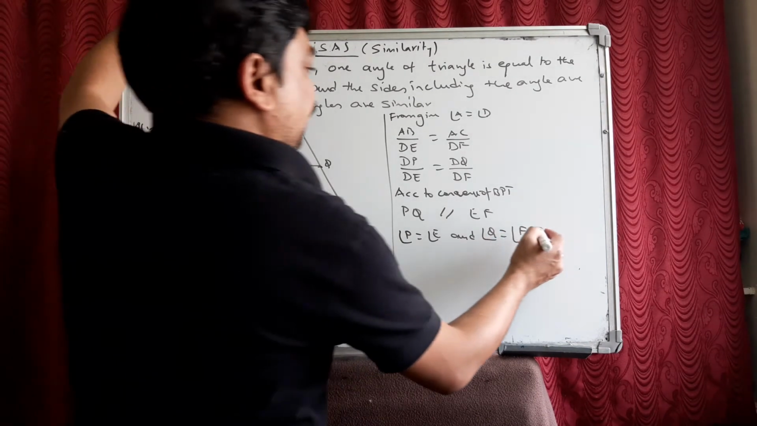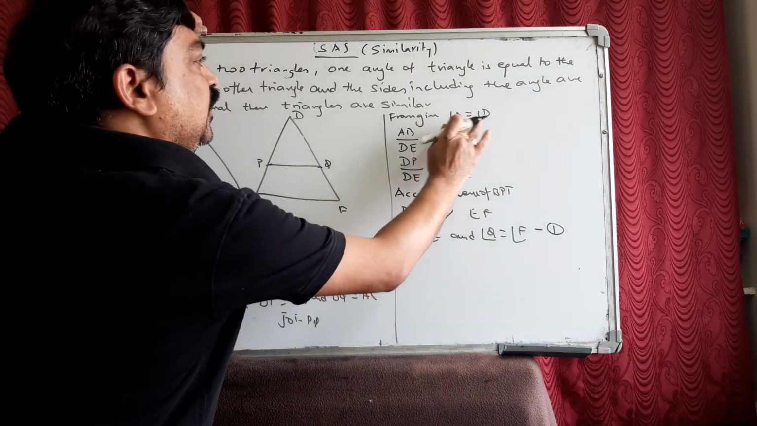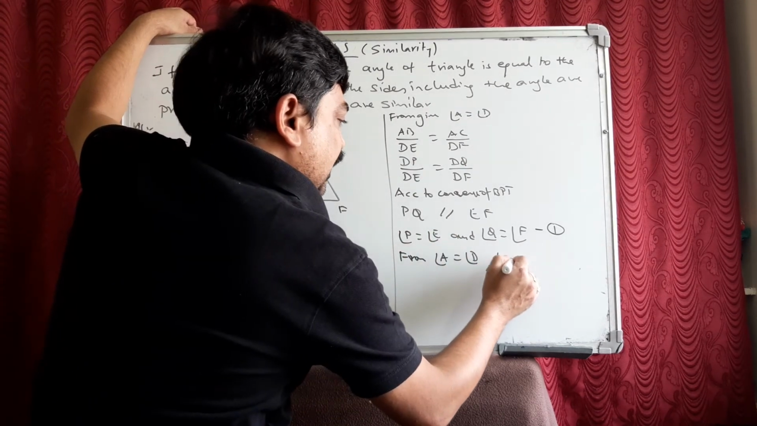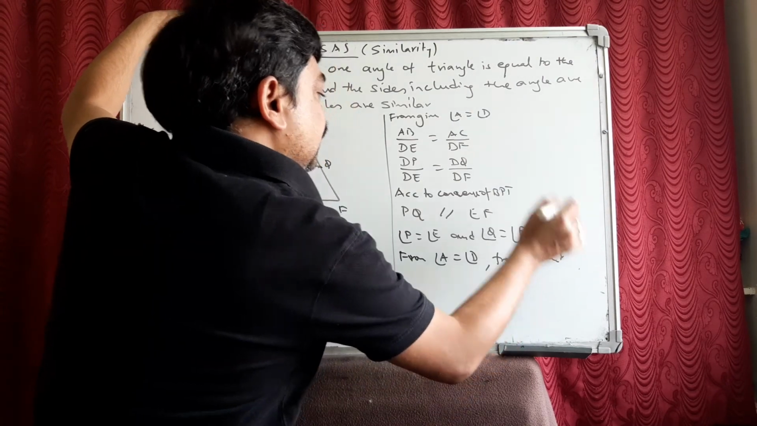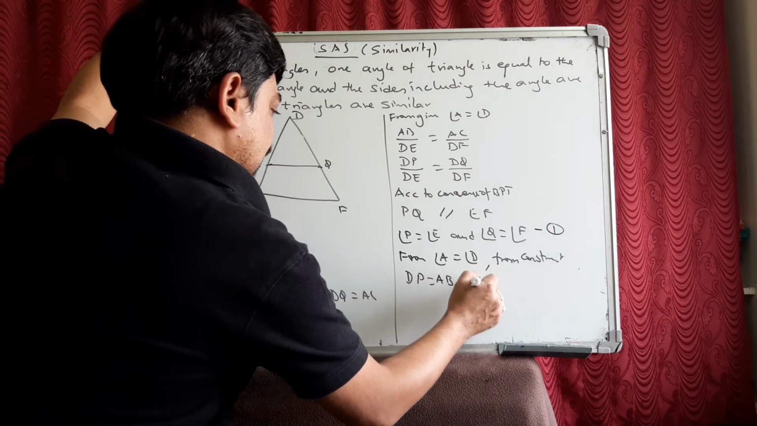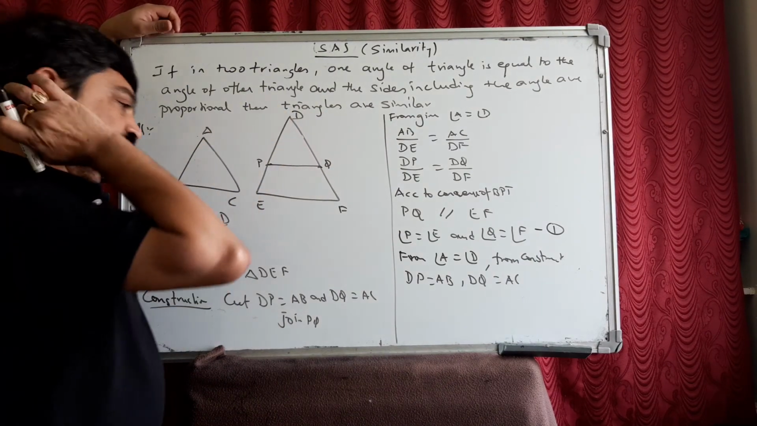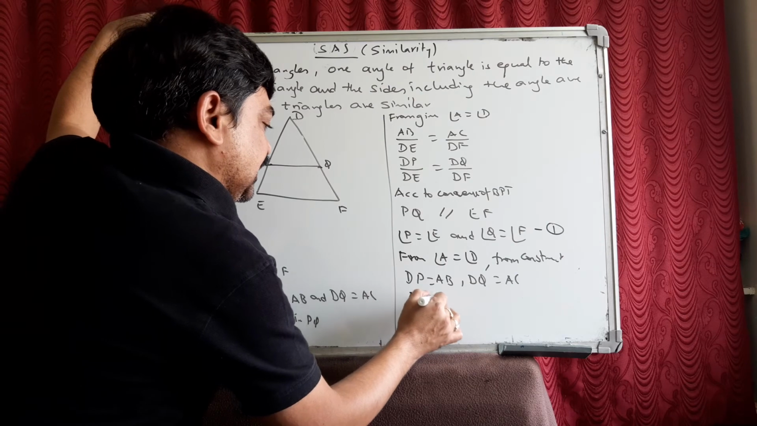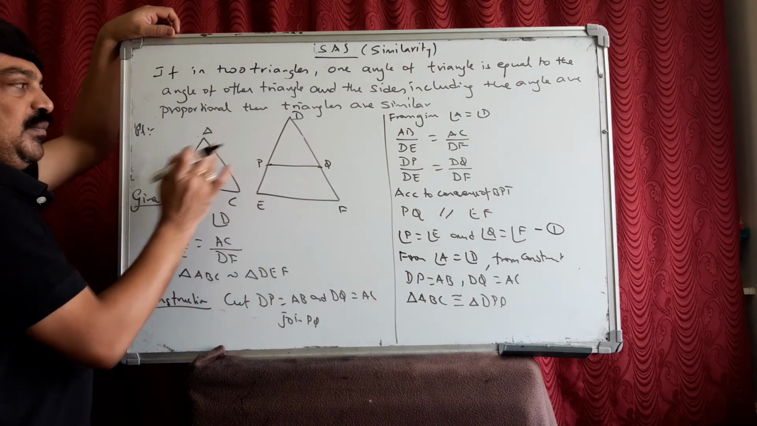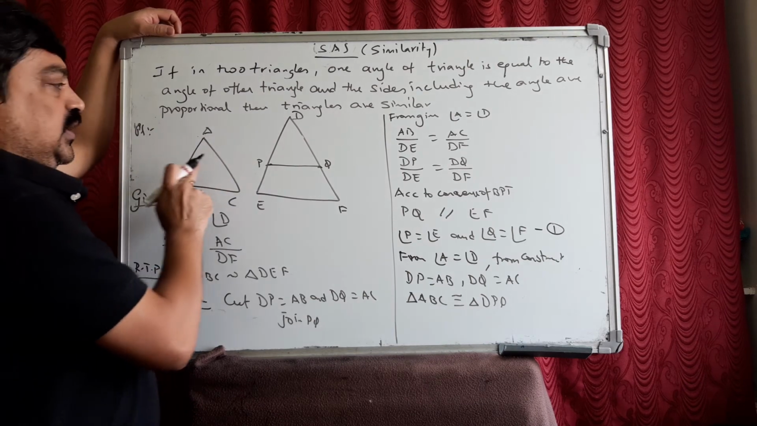Keep this as 1. Now again we take the given condition. From the given, angle A is equal to angle D, and from the construction we took DP equal to AB and DQ equal to AC. So DP is equal to AB, DQ is equal to AC, and angle A is equal to angle D. So triangle ABC is congruent to triangle DPQ, because these sides we took in the construction and these angles are the same in the given.